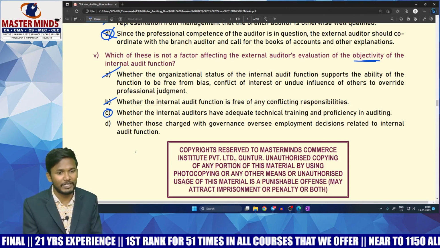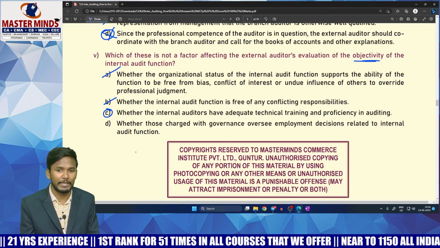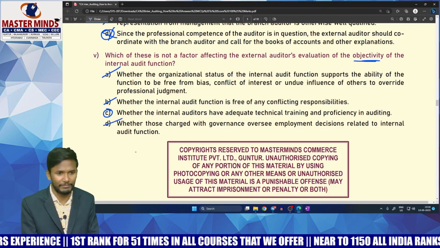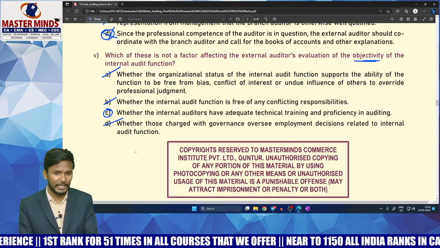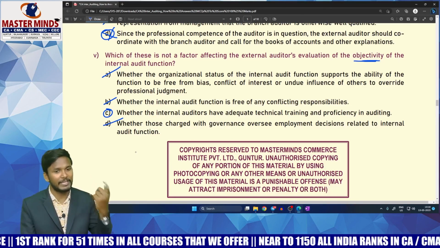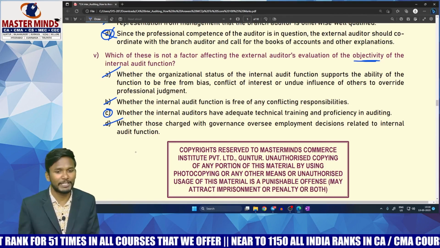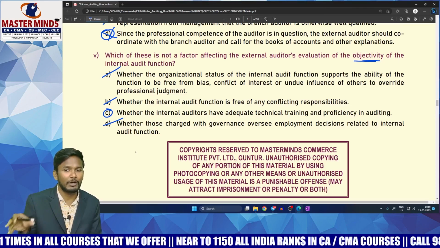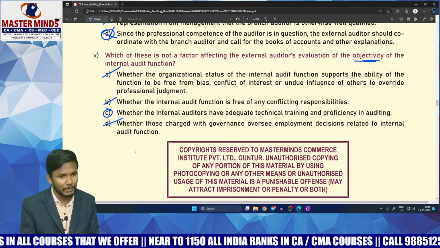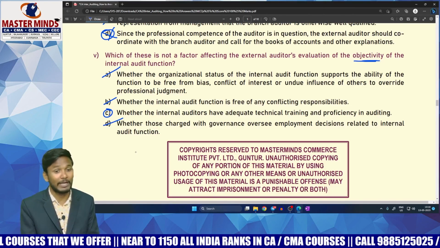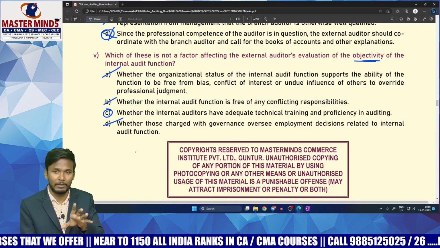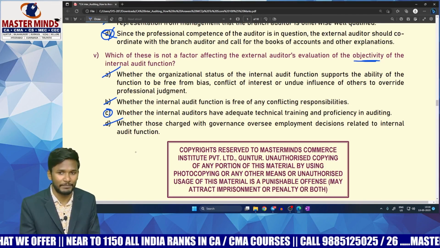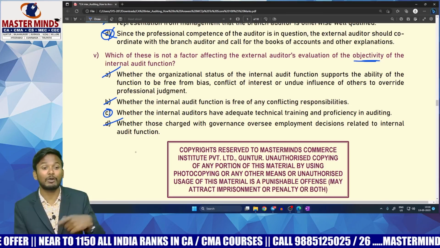See the last point. Whether those charged with governance oversee the employment decisions related to the internal audit function. Obviously, the power should not be given to the management. It should be given to whom? The TCWG. Why? If the power is given to management, management is going to apply coercion on them. They are going to apply undue influence on the internal audit team. So D is also a reasonable factor affecting objectivity.